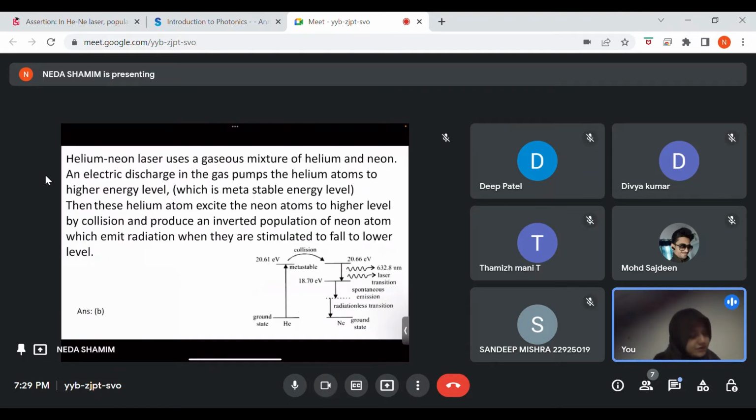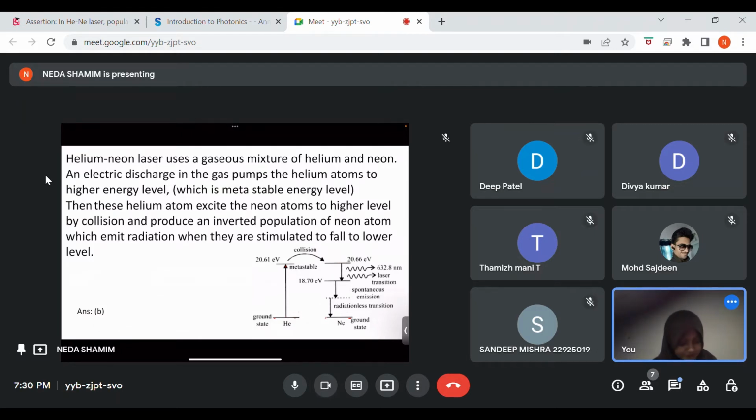So this is the energy level diagram of a helium neon laser. This is the ground state of helium atoms, and this is the ground state of neon atoms. In short, we pass an electric discharge, and this electric discharge will create a plasma. Because of this plasma, absorption, collision, and a lot of things will be happening. Because of that, the atoms in the helium gas will go to the excited state of the helium atom. So now this excited state is a metastable state.